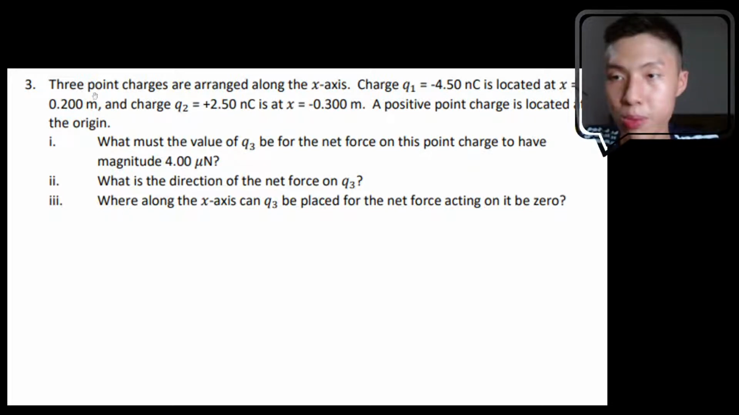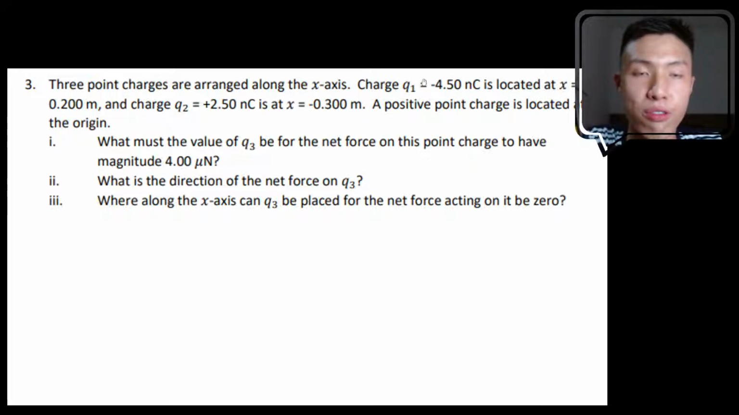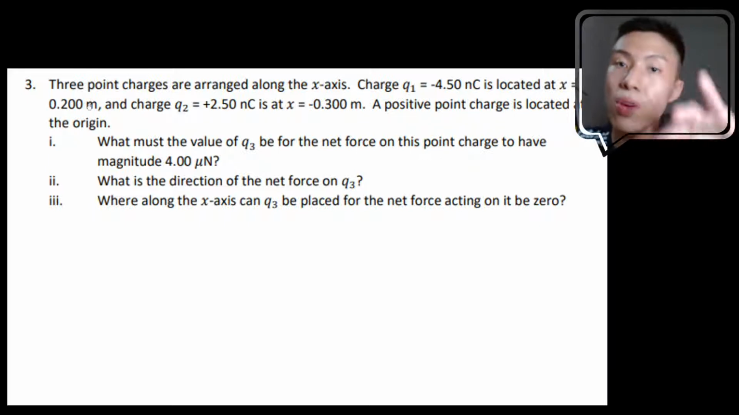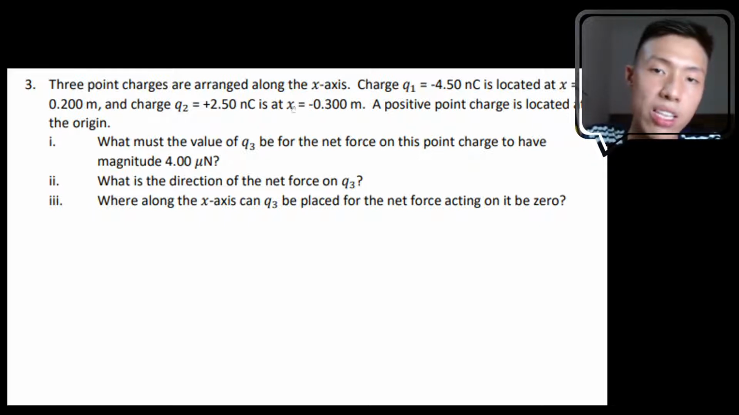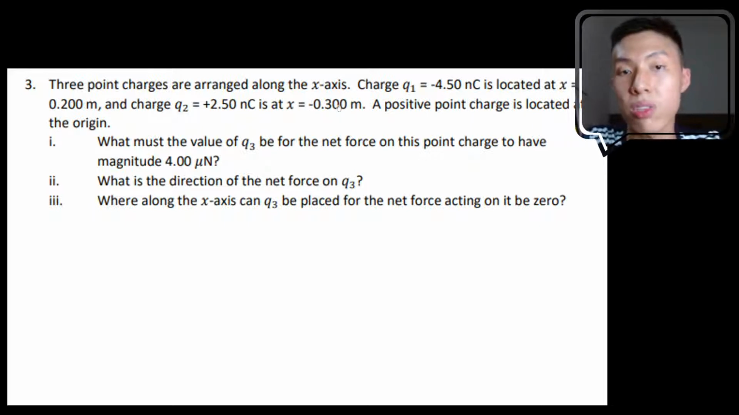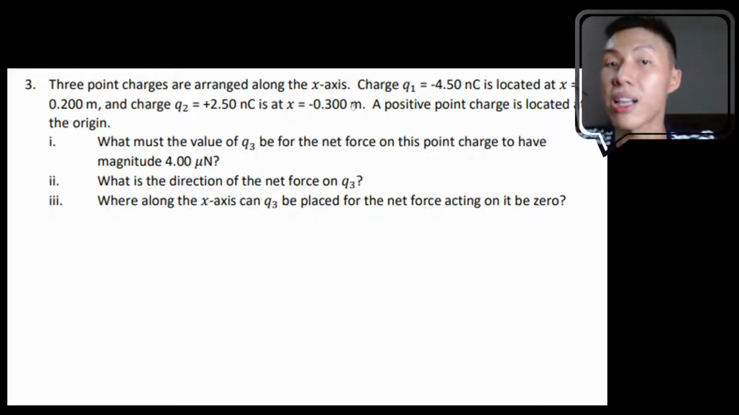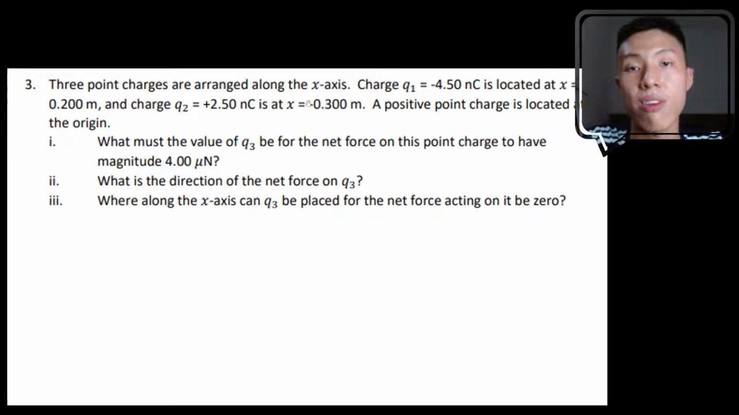Let's try to solve this problem here. So it has 3-point charges that are arranged along an x-axis. So you have charge Q1, which is negatively charged, negative 4.50 nanocoulomb, and is located at x equals 0.200 meter. So it's somewhere at the right of the origin because it's a positive 0.200 meter. Okay, charge 2, it's a positive charge, is 2.50 nanocoulomb, and it's located at x equals negative 0.300 meter. So x equals negative 0.300 meter is at the left of the origin because it's a negative x value.